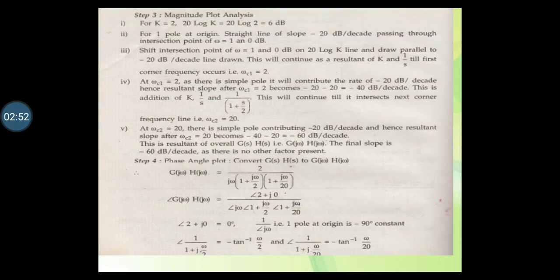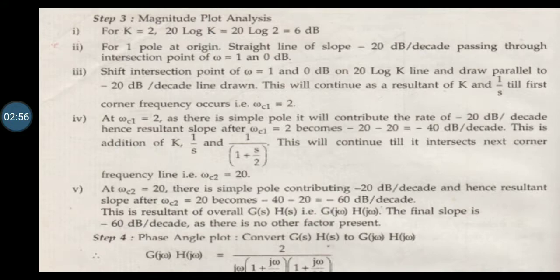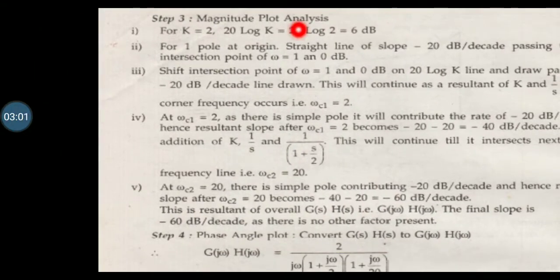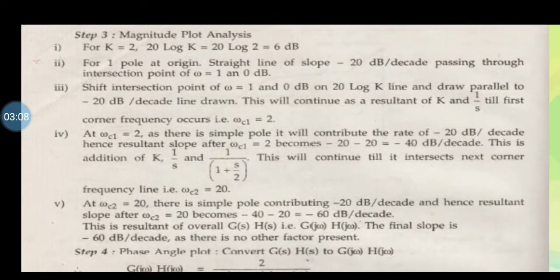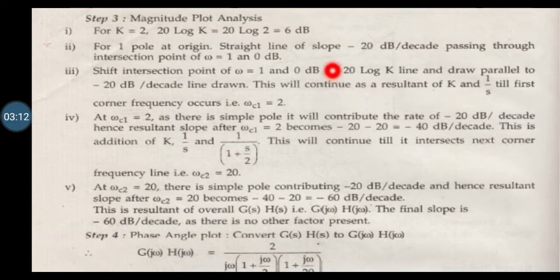Next step, step 3, magnitude plot analysis. First, for K equal to 2, we have to find 20 log K, which is 20 log 2, which is 6 decibel. Second, for one pole at origin, draw a straight line of slope minus 20 dB per decade passing through the intersection point of omega equal to 1 and 0 dB.